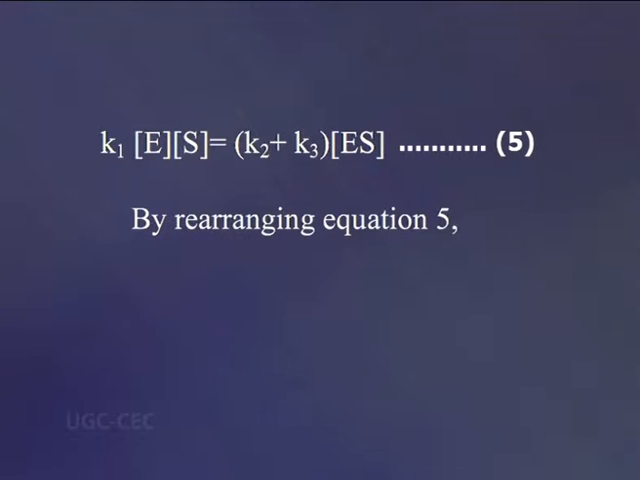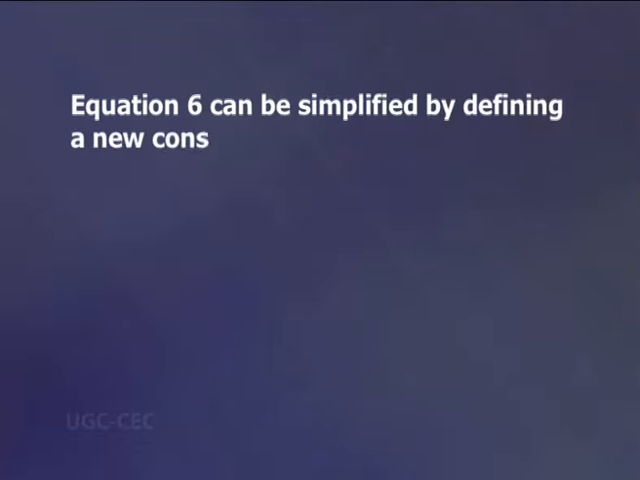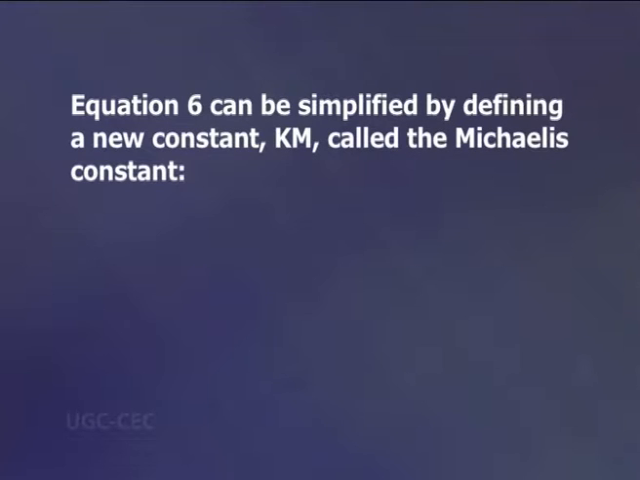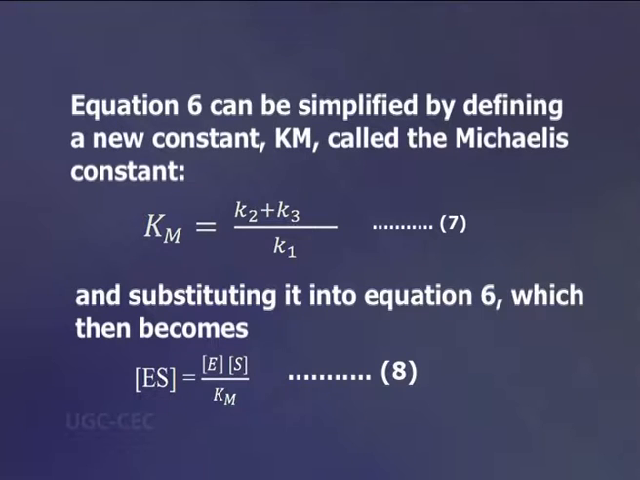By rearranging equation 5, we get [ES] equals [E] multiplied by [S] divided by (K2 plus K3) divided by K1, that is equation number 6. Equation 6 can be simplified by defining a new constant Km, called the Michaelis constant, and substituting it into equation 6, which then becomes equation 8. Now let us examine the numerator of equation 8.